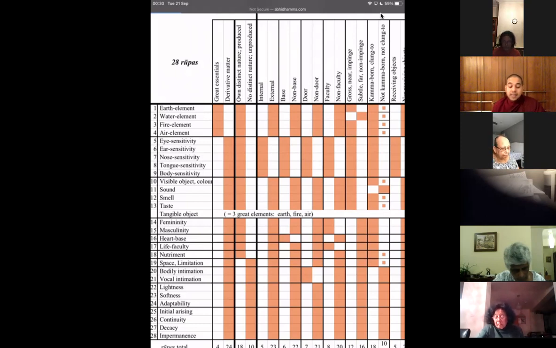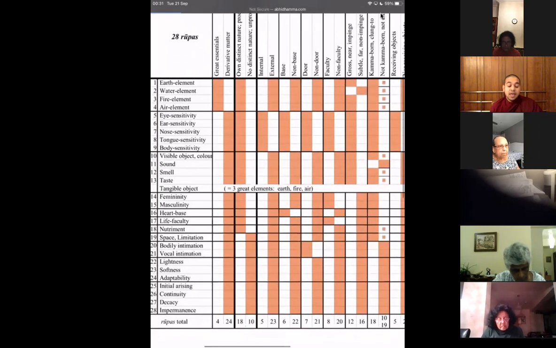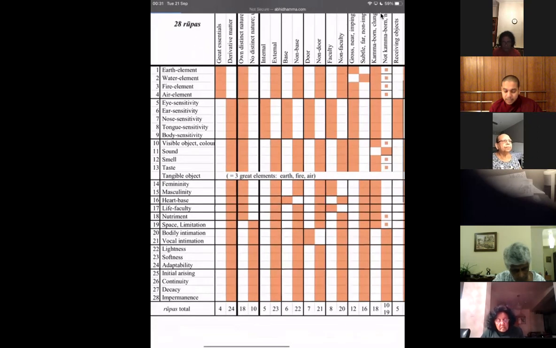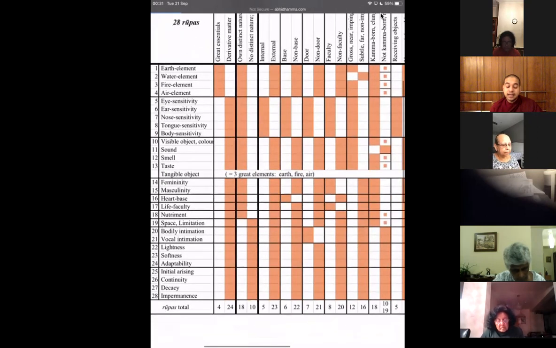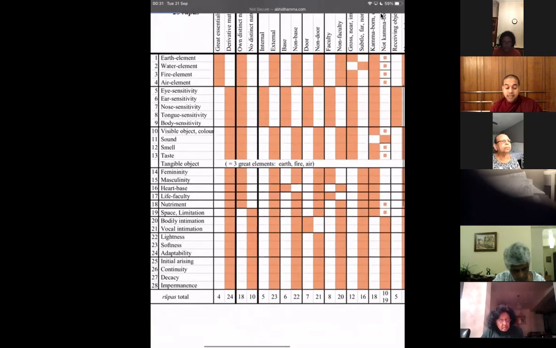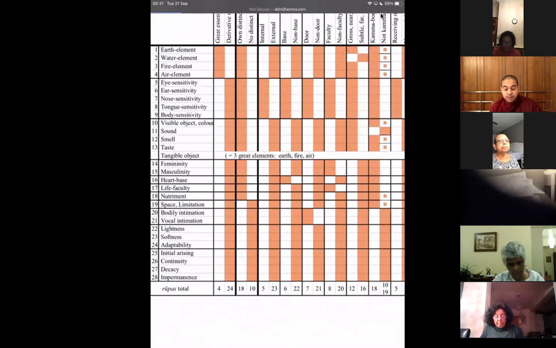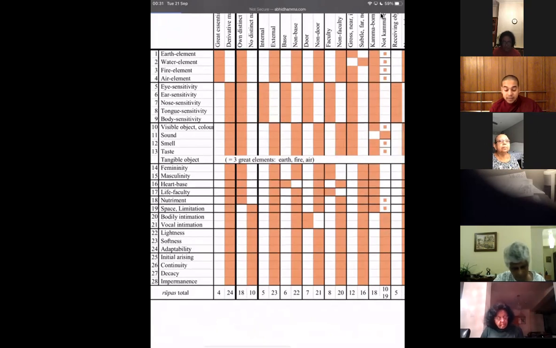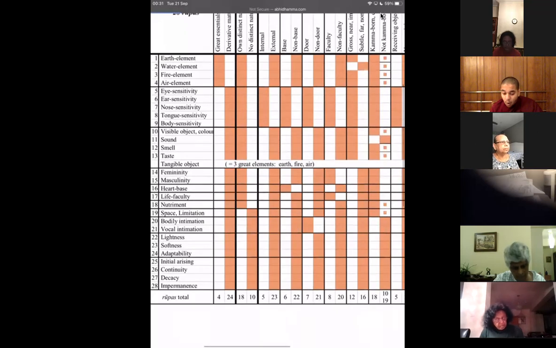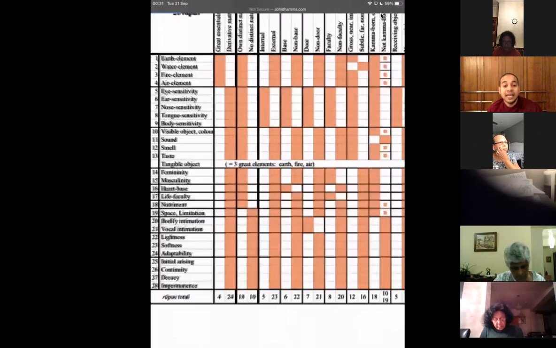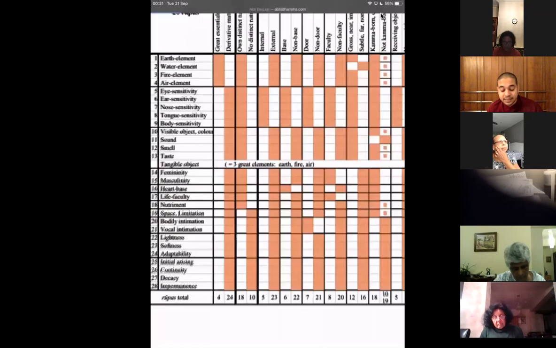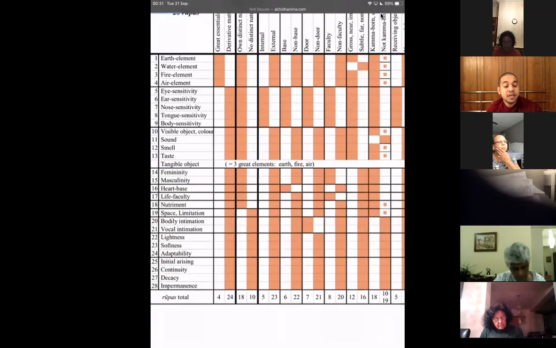Then we have the visible object, sound, smell, taste, right? And the tangible object, which is actually the pathavi, tejo, and vayo, right? All come under impinged. Why? They can be felt, isn't it? They can be felt, they can be heard, they can be tasted, right?